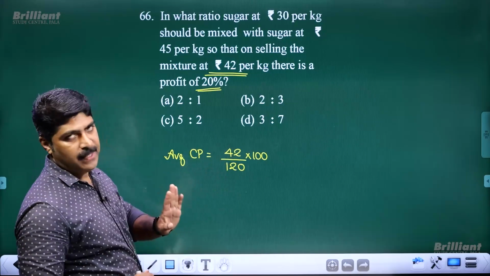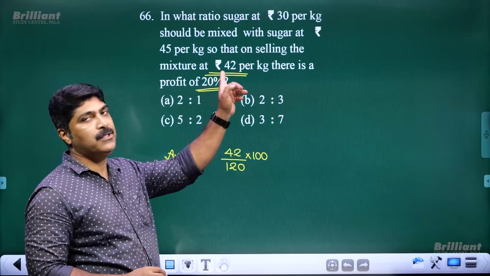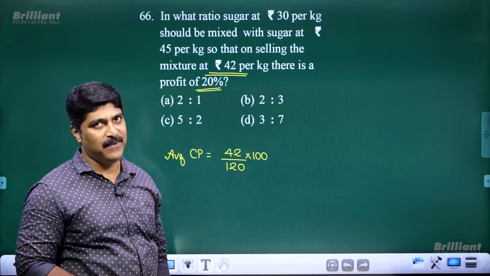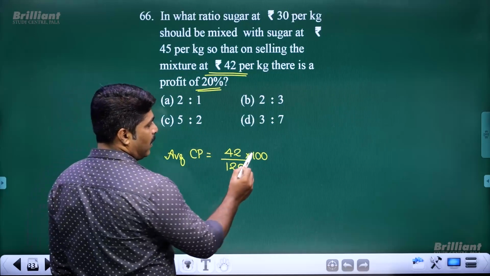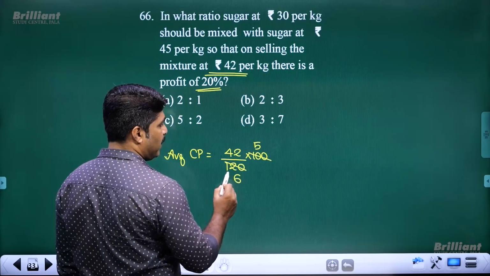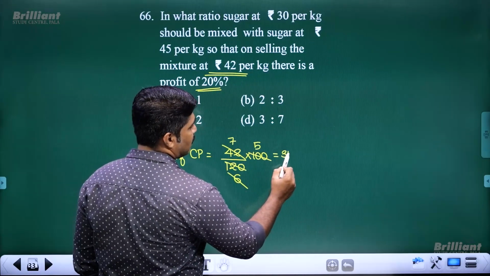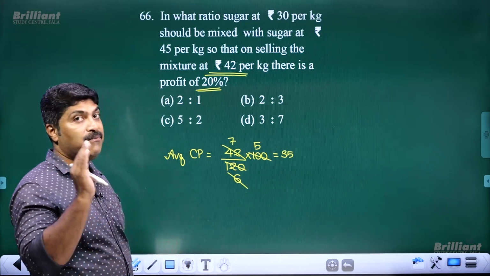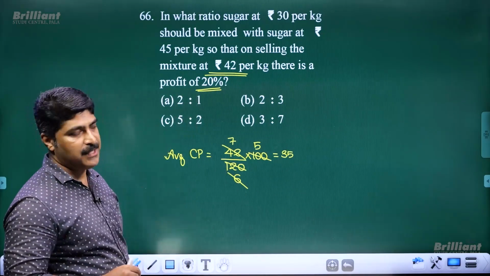So you have to find which cost becomes 42 after increasing by 20%. Like that we have to consider it. So this is the cost price. Now simplify it. This is 5 times 20, this is 6 times 20, cut it here, this is 7. So the average cost is 35. This is the first and very important step in such types of operations.